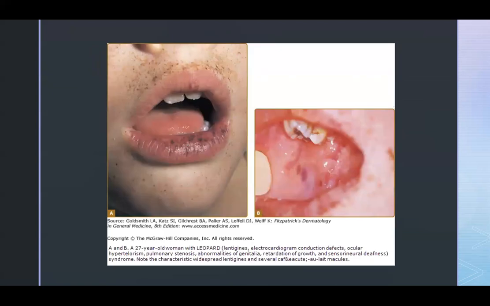Here is a Kodachrome of LEOPARD syndrome. LEOPARD is an acronym that stands for lentigines, EKG abnormalities, ocular hypertelorism, pulmonary stenosis, abnormalities of the genitalia, retardation of growth, and sensorineural deafness. Taken together, all of these features give you LEOPARD syndrome. Why are we talking about it right now? Because these patients often have lentigines around the face, around the mouth, very similar to Peutz-Jeghers. They can have it all over the body, actually, with widespread lentigines and several cafe au lait macules as well.